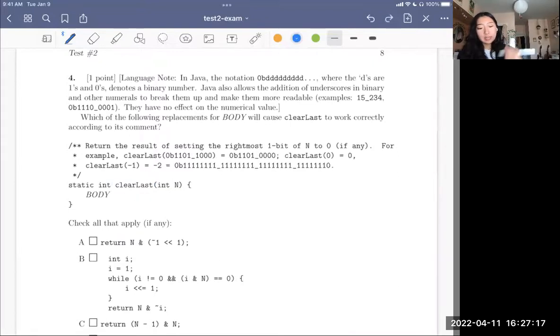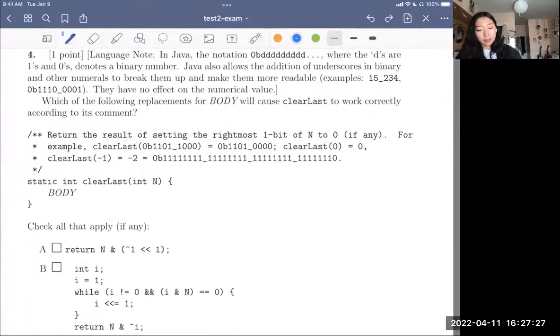The description says, return the result of setting the rightmost one bit of n to 0, if there are any. What this is saying is we're going to take whatever n the input is and find the bit that's the least significant or rightmost bit that is a 1 and set that 1 to 0. And we're only going to alter that particular bit. So for this input, going from the right, looking for the least significant 1 bit, we see it's this one right here. And so that gets set to 0 in the result.